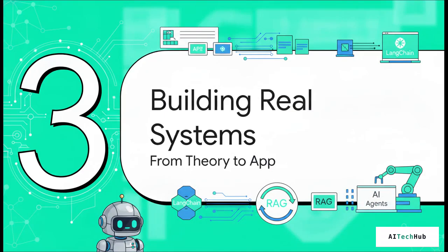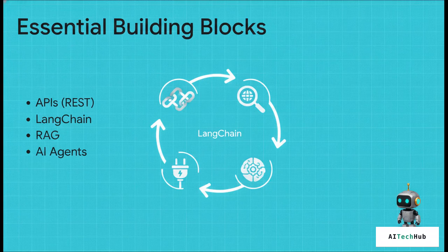Moving right along to Phase 3, Building Real Systems. We are officially moving from theory to application. Now we've got 4 essential building blocks for assembling real, functional AI applications. You're going to need to master APIs, specifically REST APIs. You'll need to understand LangChain, GraphRAG, and finally, understand AI agents. Let's break down exactly what each of these powerful tools actually does for you in this build phase.